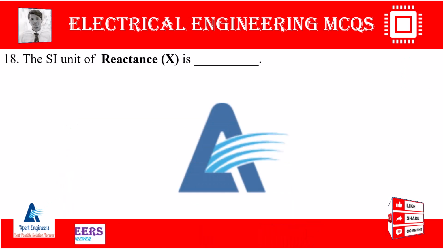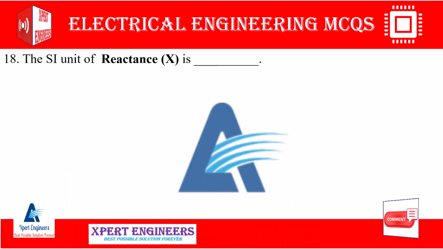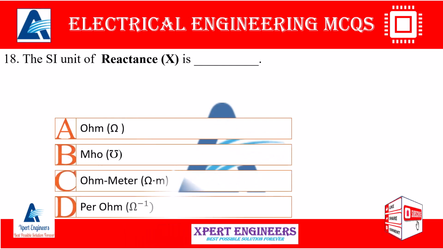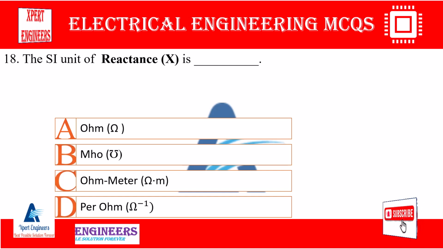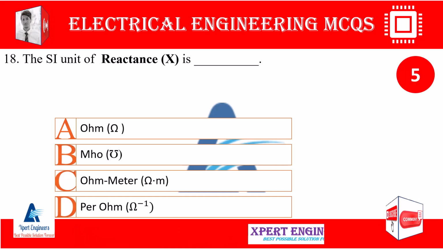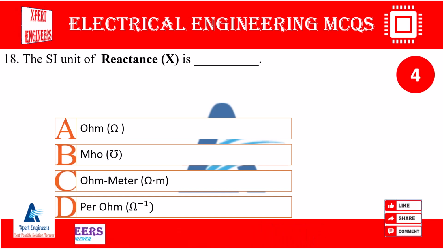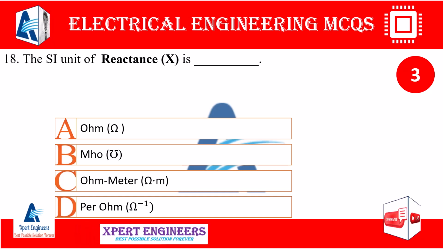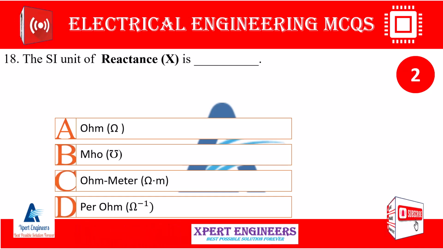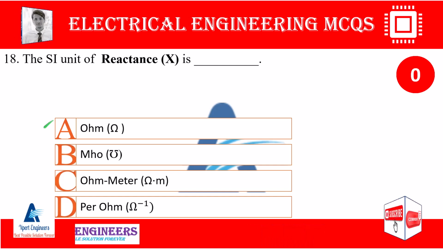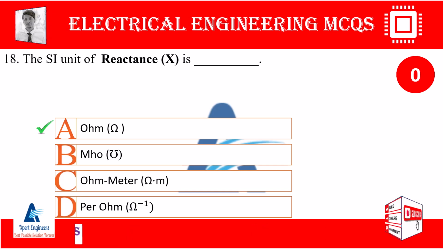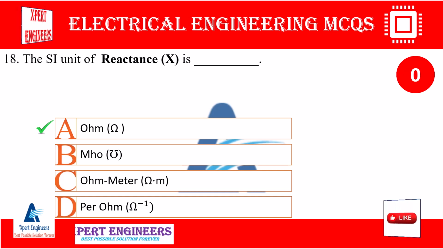Next is the SI unit of reactance is dash. A, ohm, B, mho, C, ohm meter, and D, per ohm. The correct option is A, ohm. The SI unit of reactance is ohm.